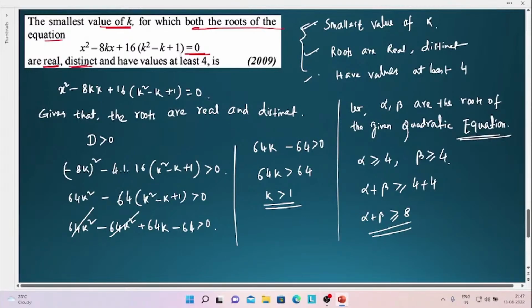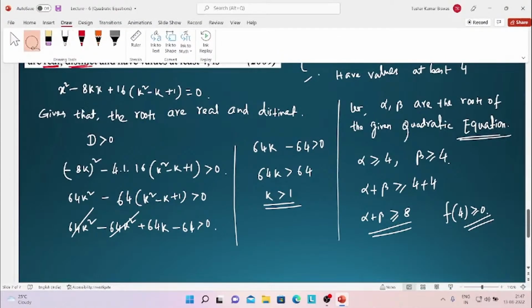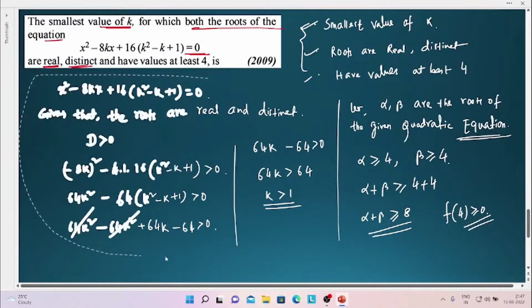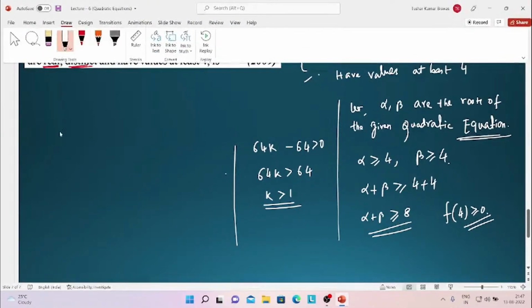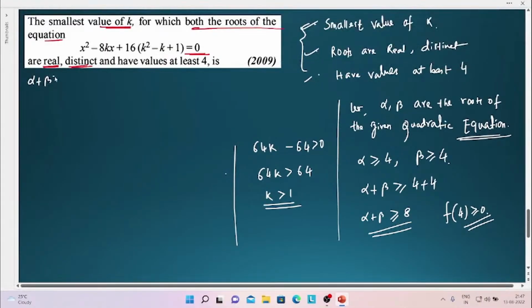And another is that since the roots are at least 4, then f(4) will be greater than or equal to 0. This is also a condition which we got from that particular given condition. So alpha plus beta is greater than or equal to 8 and f(4) is greater than or equal to 0. So let me erase some part. Okay, let me write down. So alpha plus beta is greater than or equal to 8 and f of 4 is greater than or equal to 0.